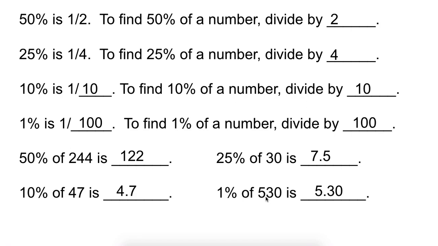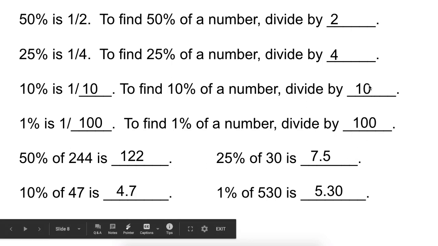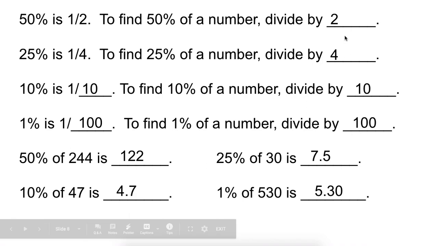So again, to find 50%, we divide by 2. To find 25%, we divide by 4. To find 10%, we divide by 10. To find 1%, we divide by 100. And again, these bottom ones, it's just moving the decimal. And if you are struggling with dividing by 4, just use the 50% and these other ones. You can find most percents using them.